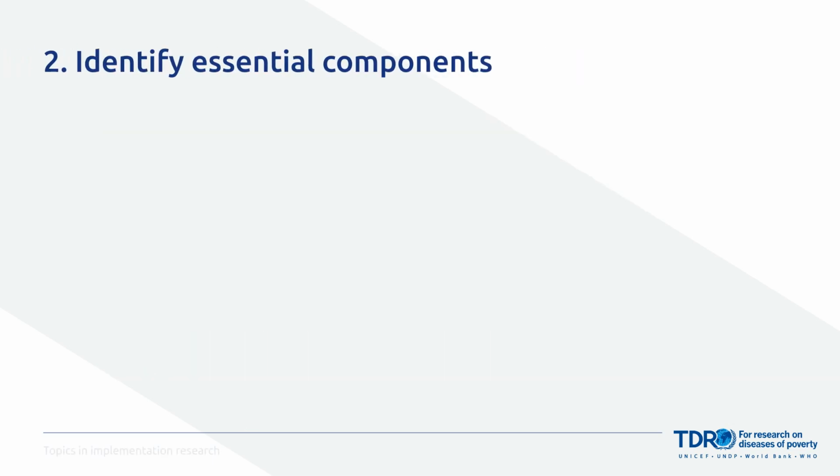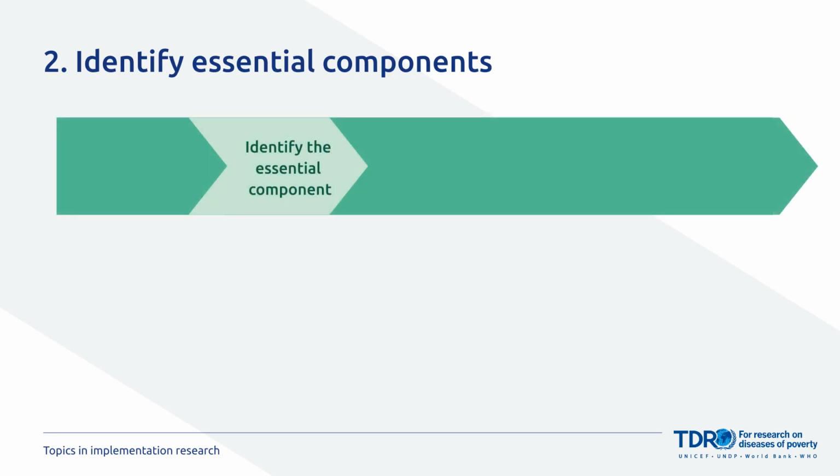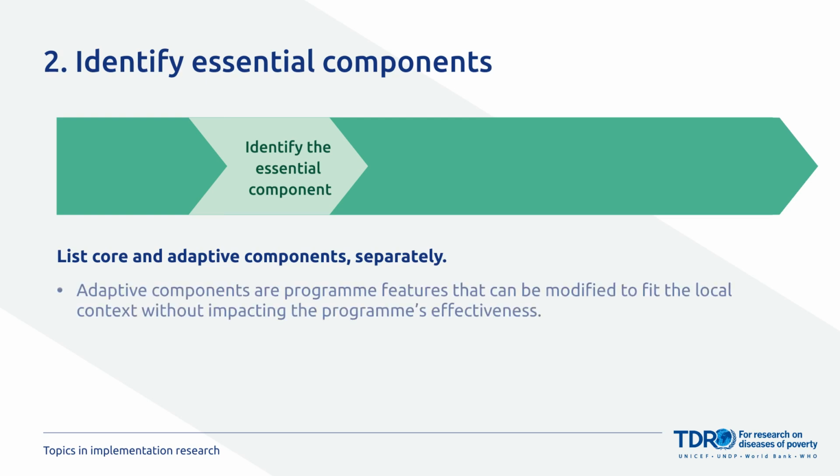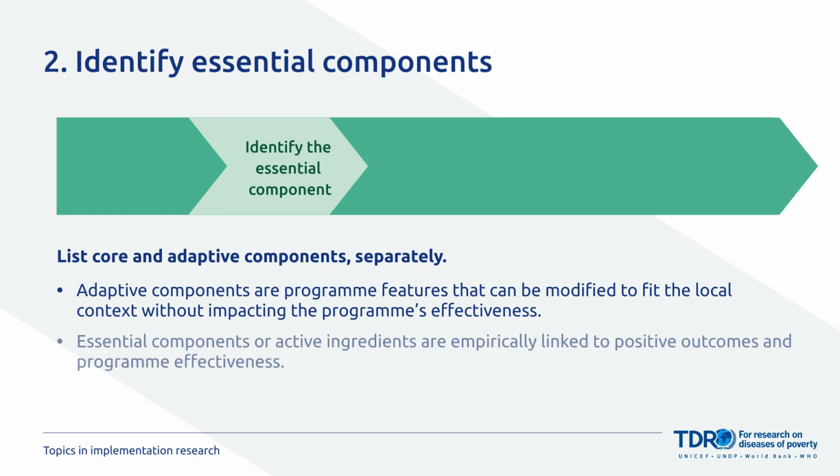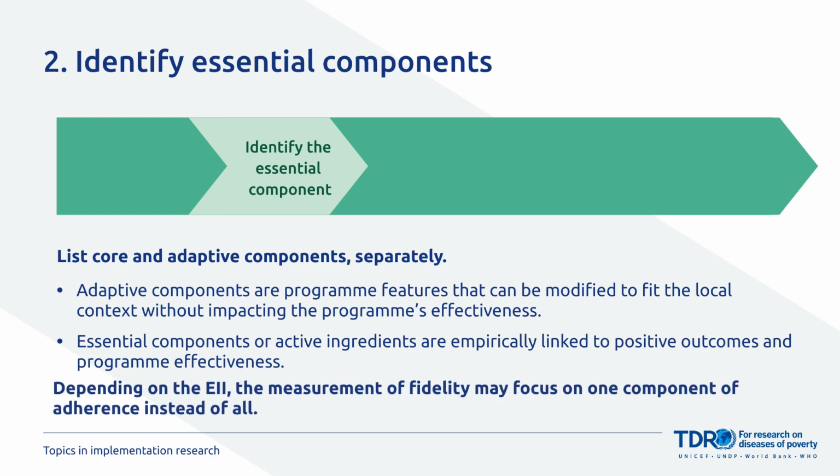Secondly, it is important to identify the essential components of fidelity. List the core and adaptive components separately. Remember that adaptive components are program features that can be modified to fit the local context without impacting the program's effectiveness. Core components, or active ingredients, are empirically linked to positive outcomes and program effectiveness. Depending on the evidence-informed intervention, the measurement of fidelity may focus on one component of adherence instead of all of them.